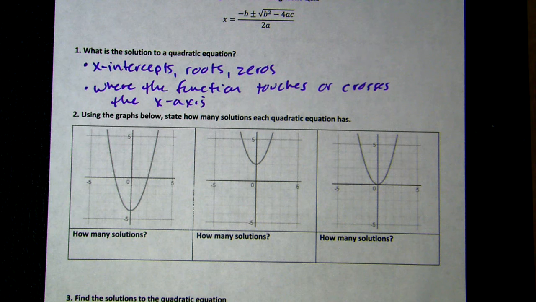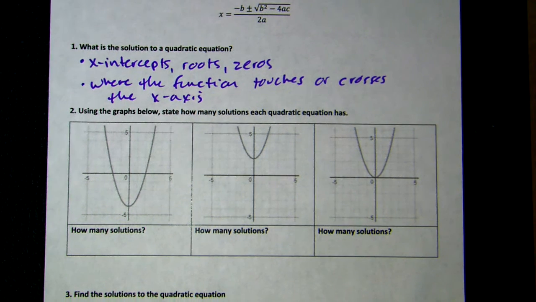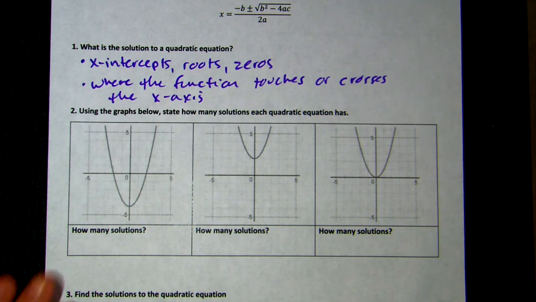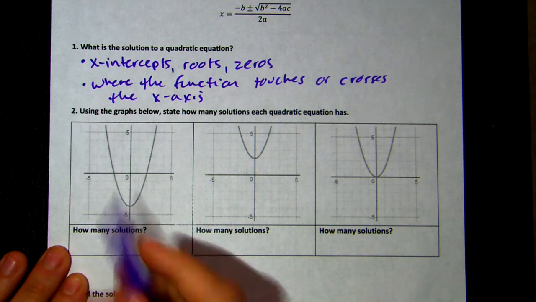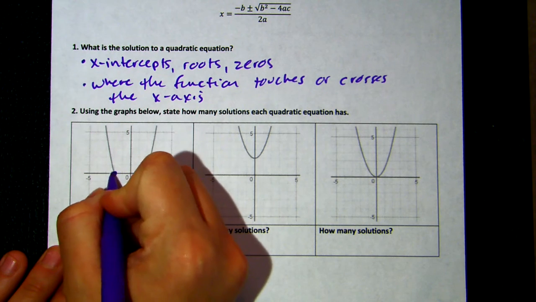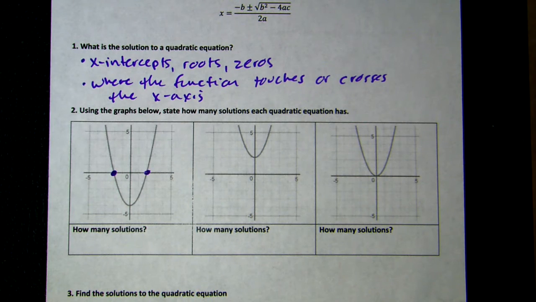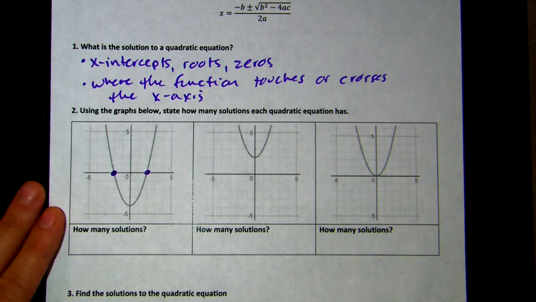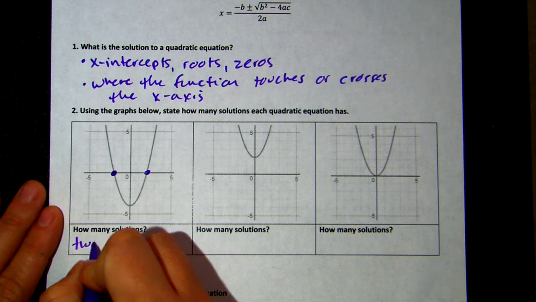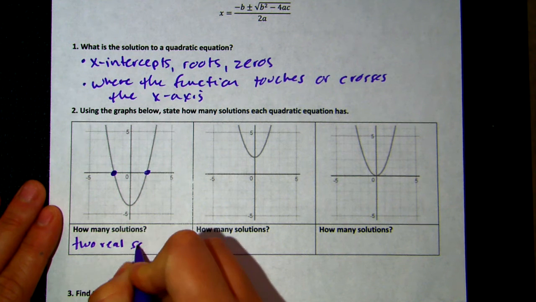Now, if that's our definition of roots or solutions, we can use graphs to help us see where those are. On this first one, I see 2 x-intercepts here, one here and one here, or 2 places where the function touches or crosses the x-axis. So that means I have 2 real solutions.